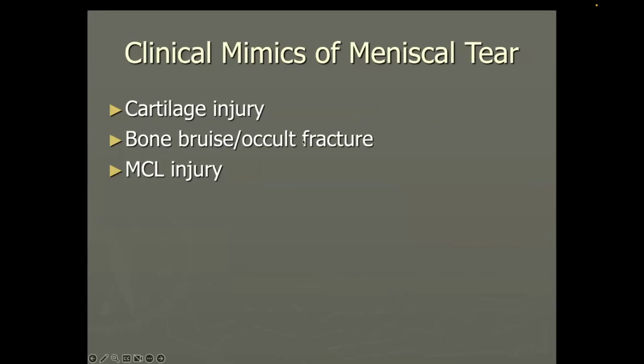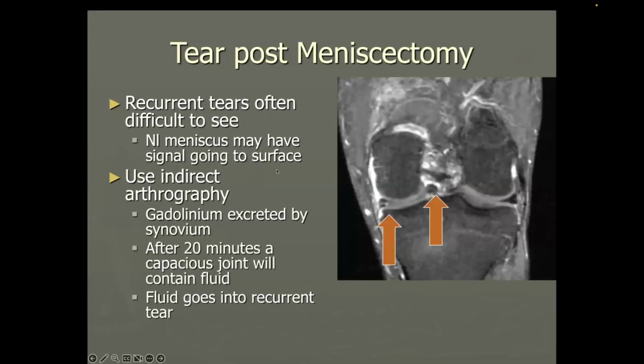Clinical mimics of a meniscus tear: cartilage injuries can present as meniscus tears, as can bone bruises and MCL injuries. And then what about recurrent tears after meniscectomy? Here again, you see a displaced fragment, and you see a horizontal tear in a previously operated-on knee. Recurrent tears are often difficult to see.